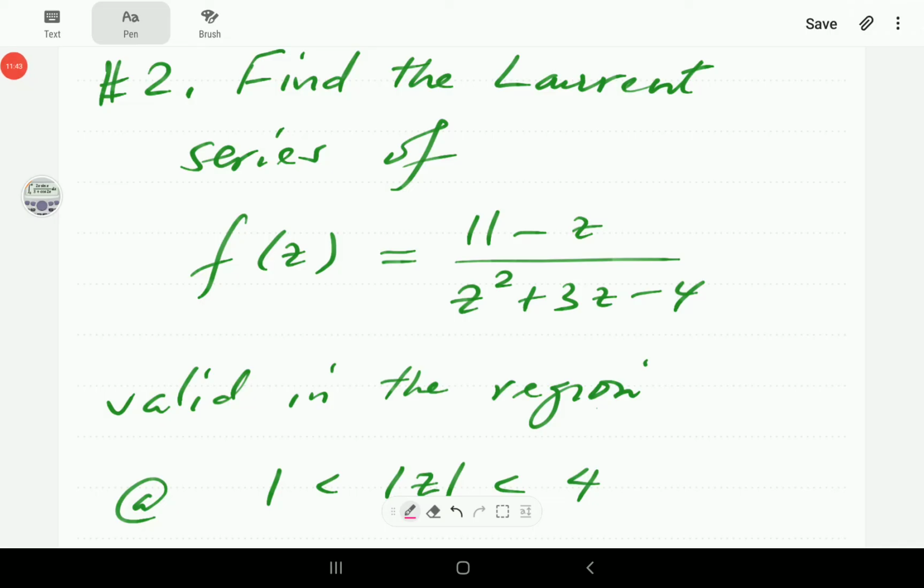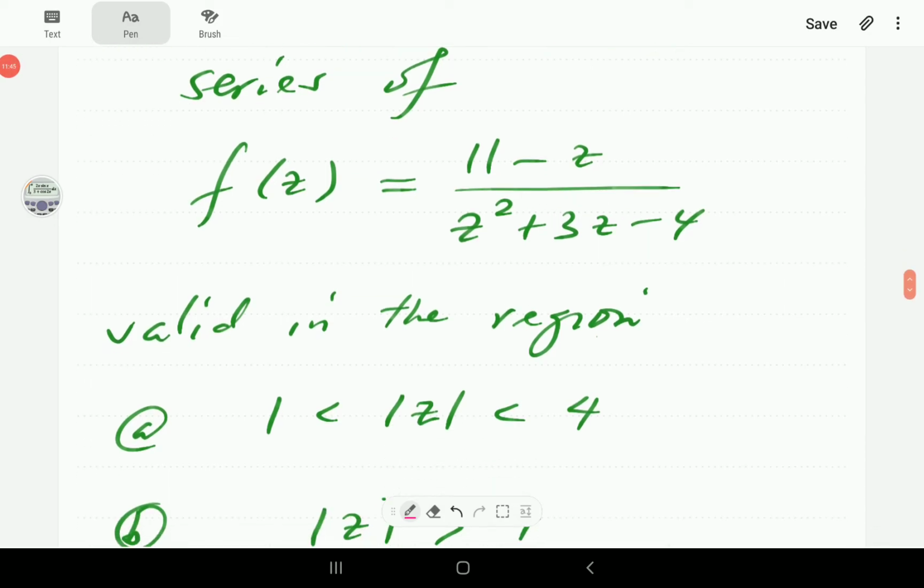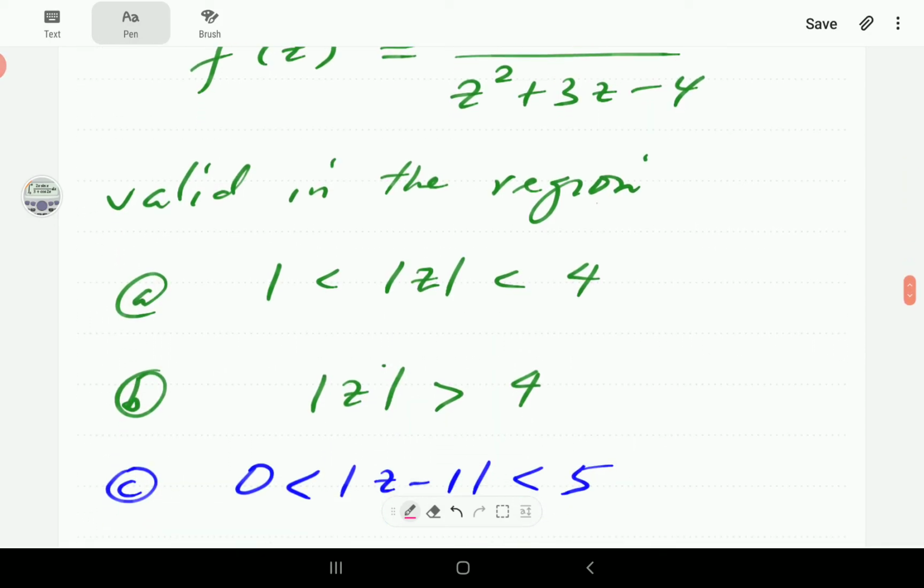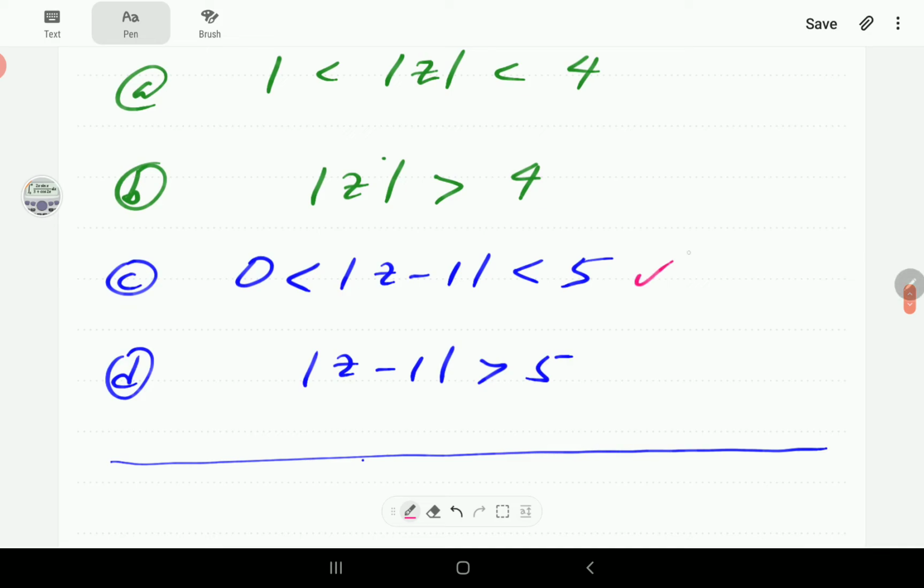Okay, we're now going to scroll down to our solution for the Laurent series of this function and these two regions here.